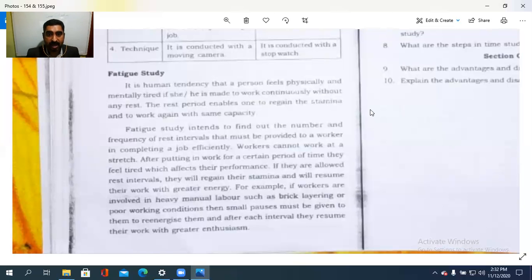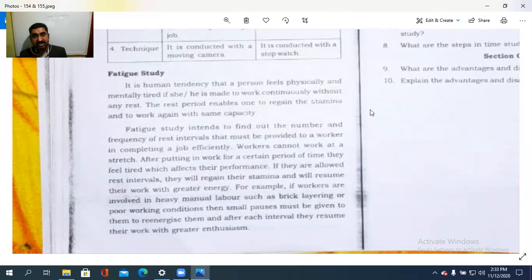Fatigue study intends to find out the number and frequency of the rest intervals that must be provided to a worker in completing a job efficiently and effectively. That is the thing: how many times a rest interval is to be given to each and every worker, and measure it. Then only he or she will complete the work efficiently. That's fatigue study.